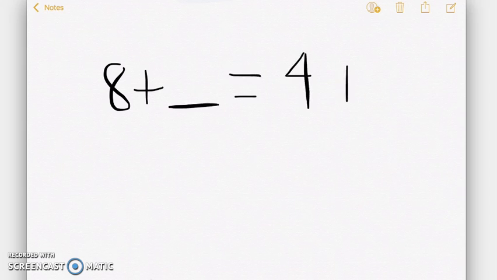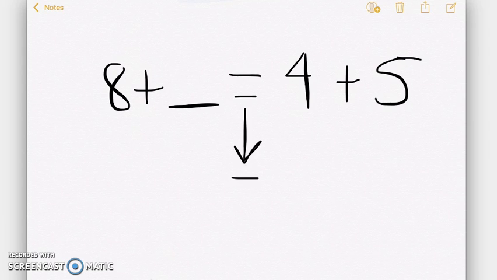So let's try one more example. So we have 8 plus, we don't know, equals 4 plus 5. And so we're always going to bring our equal sign down first. And then we're going to see how many we have on the side where we have all the information. So 4 plus 5 we know is equal to 9. And so we have 9 pieces on this side of the equation.